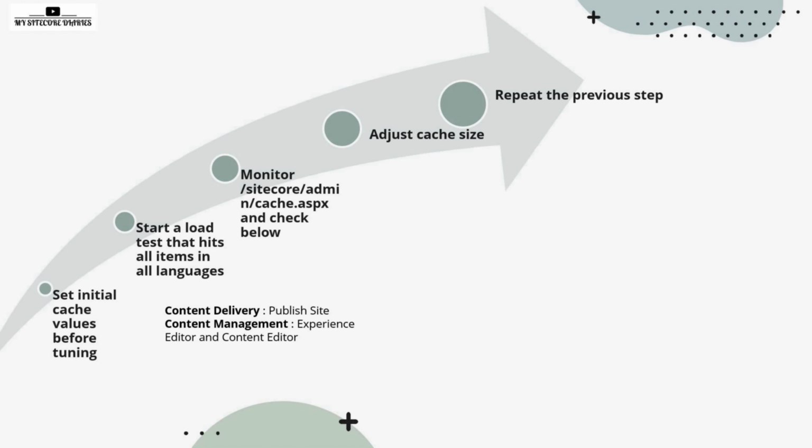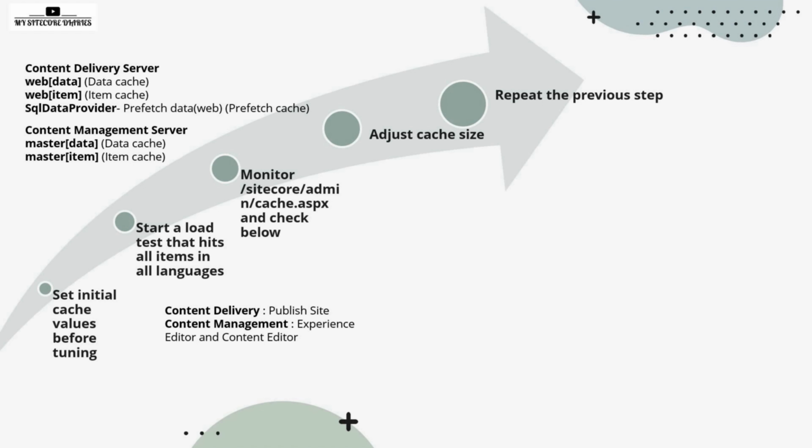During this load testing, the third step will be to monitor the cache page. We have seen the cache page in the last video. The sitecore/admin/cache.aspx page will show you what the caches are, what the size is, and what the delta size is. So that detail will be given. Specifically, if you want to monitor or concentrate on certain caches, in the content delivery server you have to check the web data cache, then the item cache, then the prefetch cache. Whereas on the content management server you have to see the data cache and item cache. Once you get those details, you need to adjust the cache size.